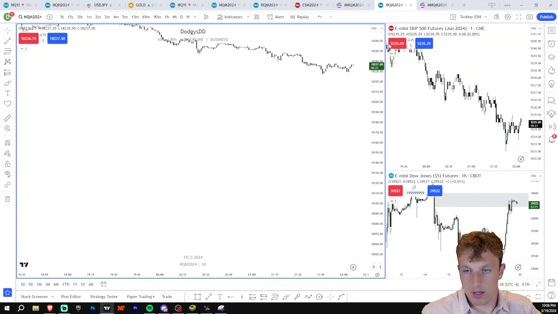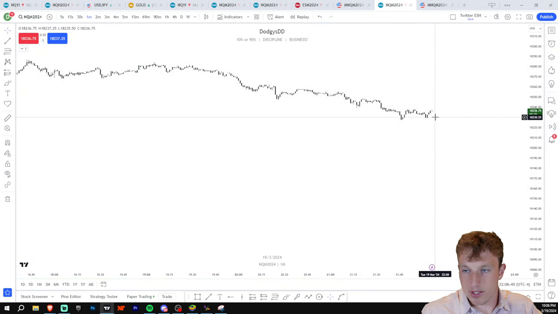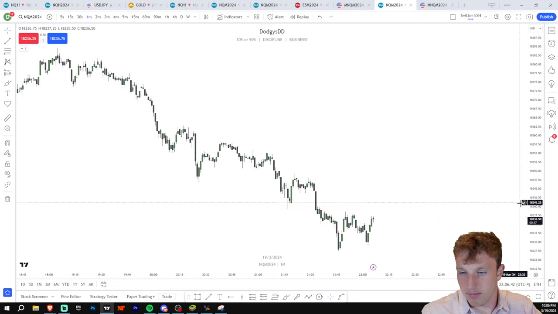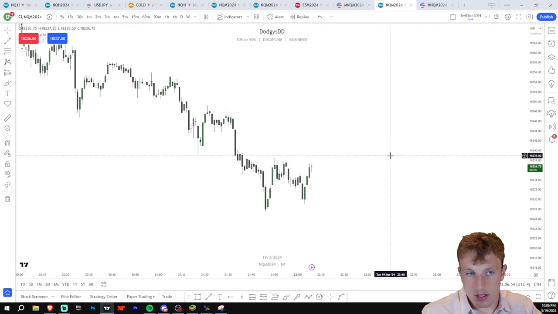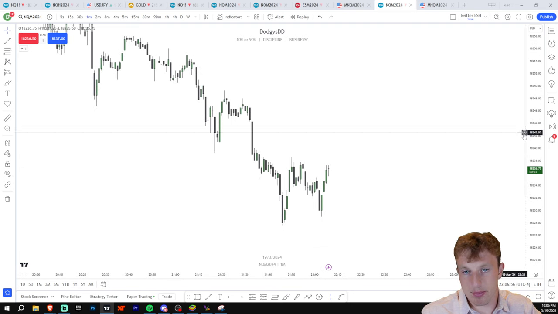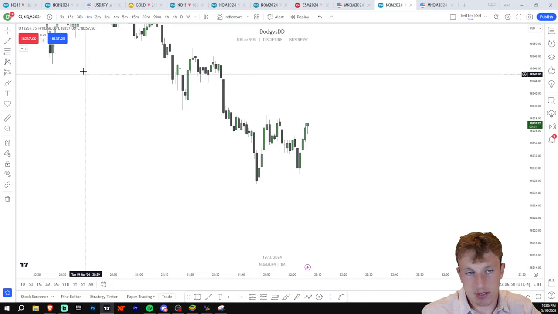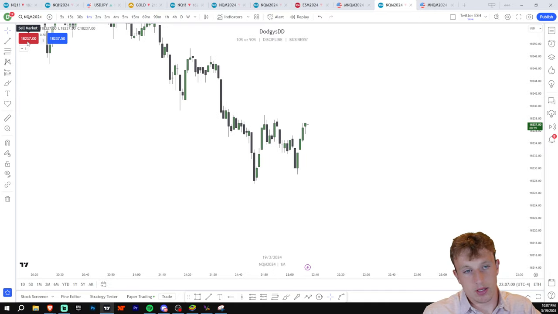So there's pretty much four types of orders. There's three, I guess. I mean, there's a market, there's a limit, and there's a stop order. So the market has something called a spread. And basically, this red button and this blue button, in between this is the spread.